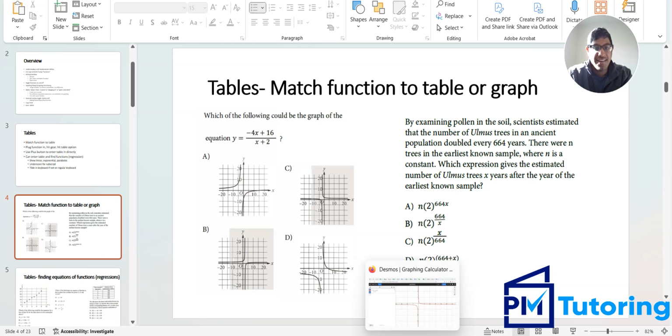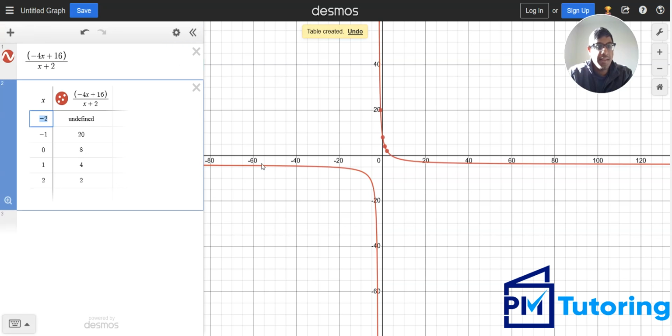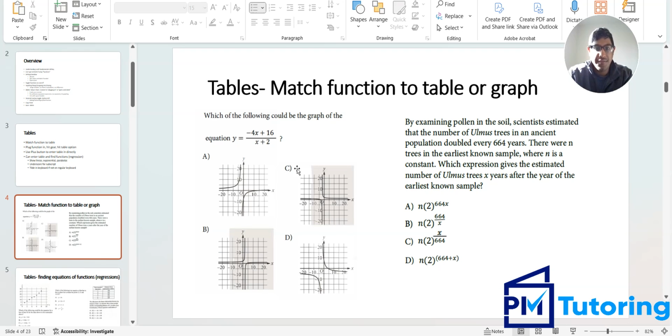Now what we can do is analyze some specific points. So what we can do over here is hit this gear and create a table. Now we realize that on the two answer choices, there's a couple of key differences. I'm going to focus on the y-intercept, because we can see that the y-intercept over here is below 5, and the y-intercept over here is above 5.